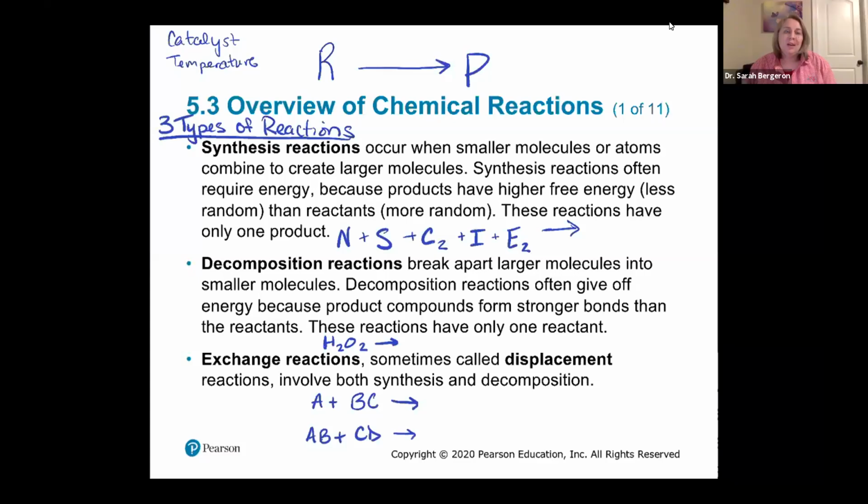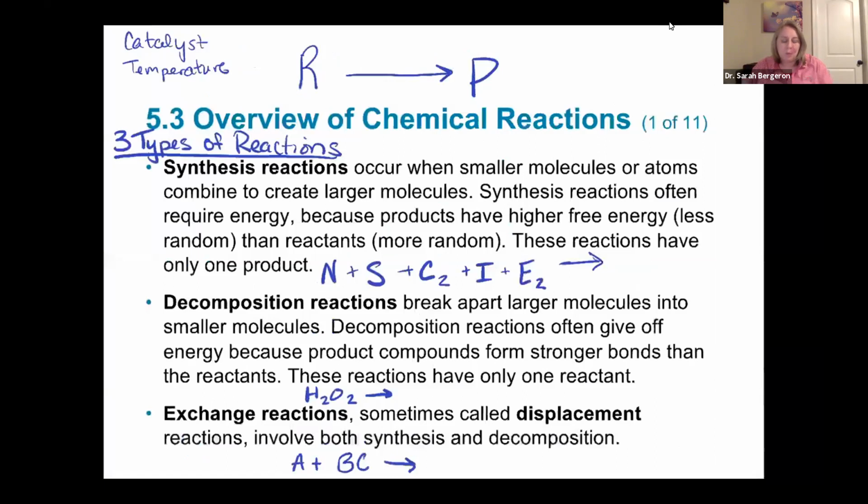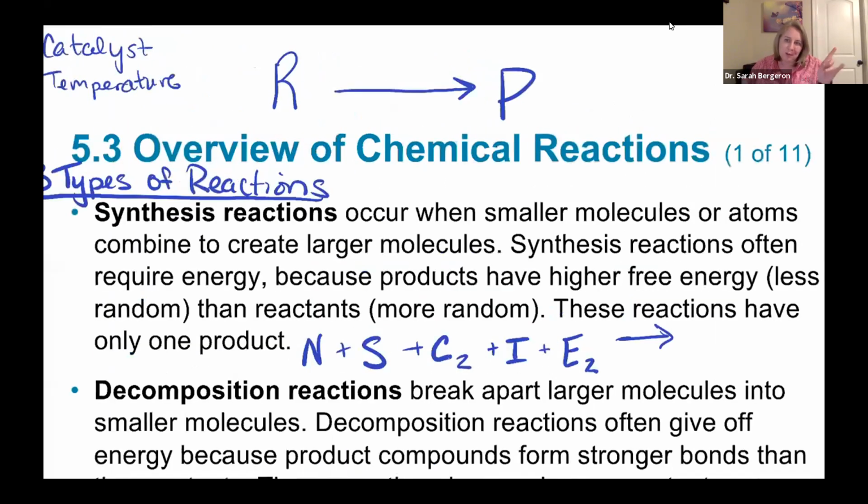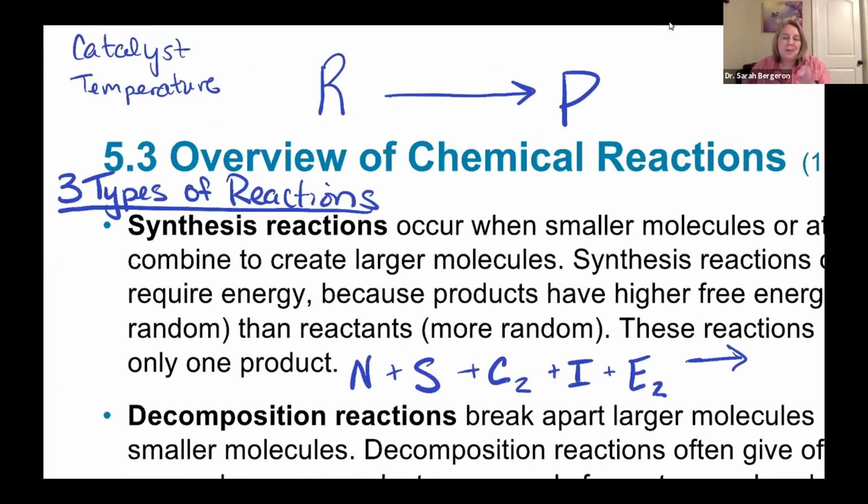We are in chapter 5, section 3, and we're talking about an overview of chemical reactions that are going to be important for biology and that kind of thing. So one thing I wanted to talk about that I forgot to talk about in the last section was that when we have reactions, we have our reactant and it goes to our product.